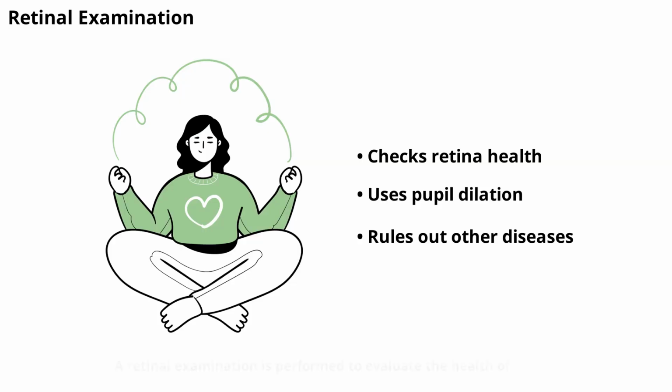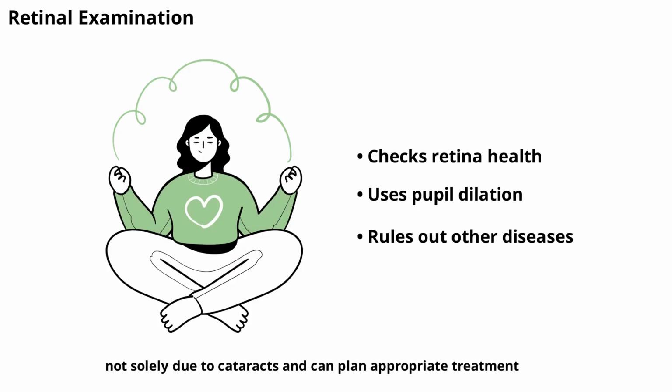A retinal examination is performed to evaluate the health of the retina and rule out other causes of vision loss. The doctor may use special eye drops to dilate the pupil, allowing a better view of the retina. This test is important because cataracts can obscure the view of the retina, making it harder to detect other eye diseases. By carefully examining the retina, the eye care professional can ensure that vision problems are not solely due to cataracts and can plan appropriate treatment.